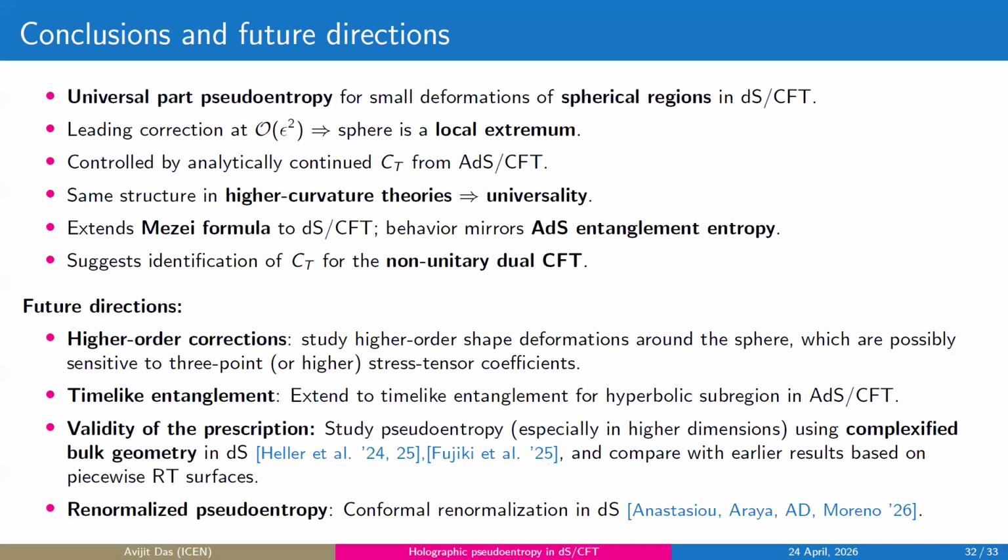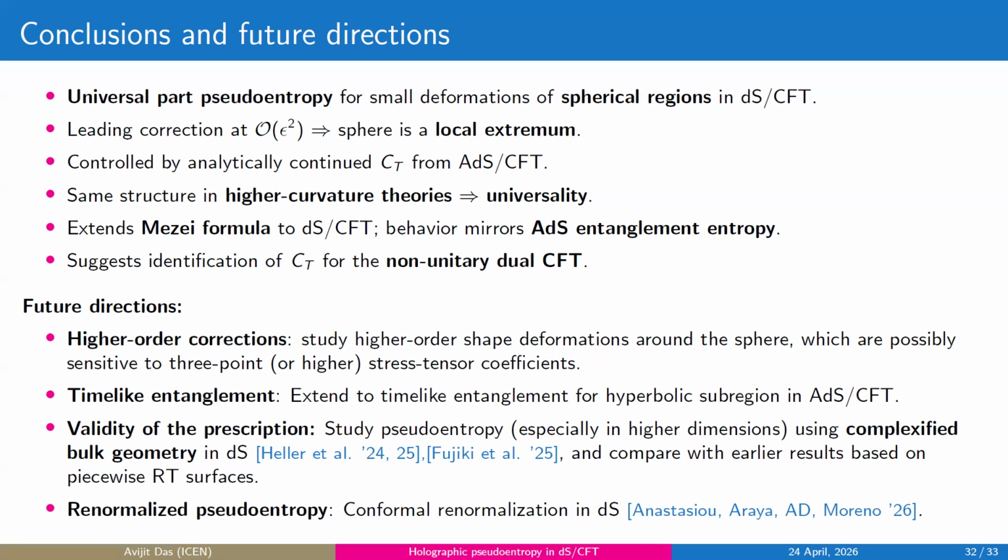And basically we have conjectured that if this CT we have got for de Sitter is an analytical continuation of AdS, then maybe this should be the CT, or 2-point stress tensor coefficient, of this non-unitary CFT which is dual to de Sitter space. Because in a non-unitary CFT, it's very hard to calculate the 2-point function of a stress tensor. But what we have done is basically we have used gravity or geometry to find this complicated universal information of a non-unitary CFT using the holographic dictionary.